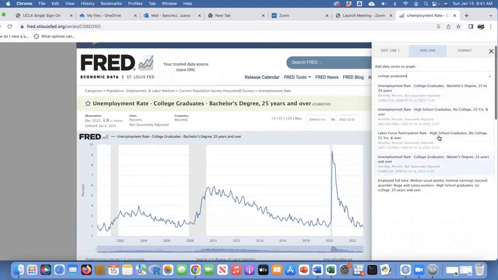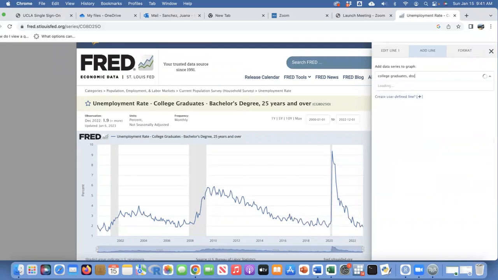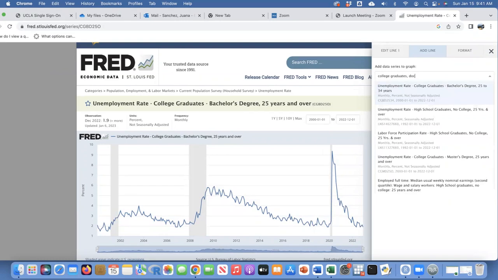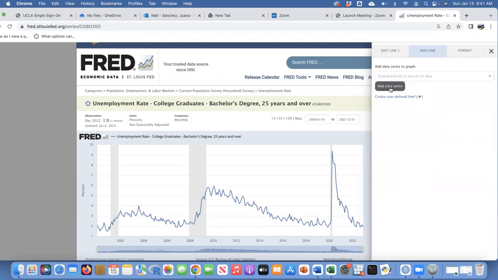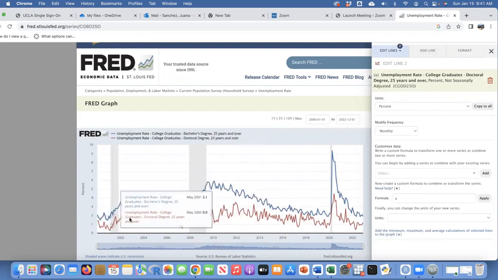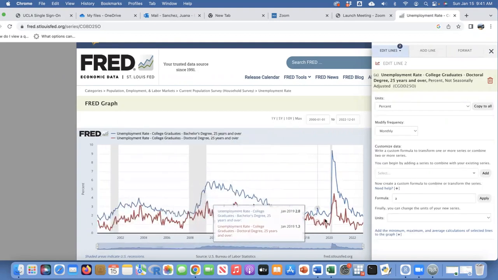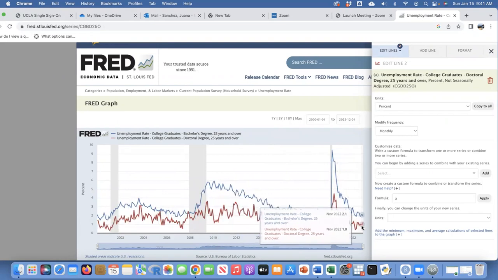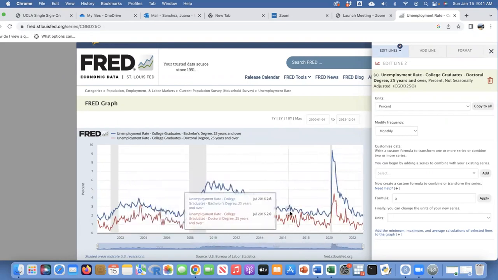We have master's degree; our time series from before is not showing up. Doctoral, okay, so we want the doctoral degree, 25 years and over. Here it is. So we add this time series, and notice how it's going to show in a different color. And we observe that throughout time, the unemployment rate for people with a doctoral degree is much lower than for people with a bachelor's degree.